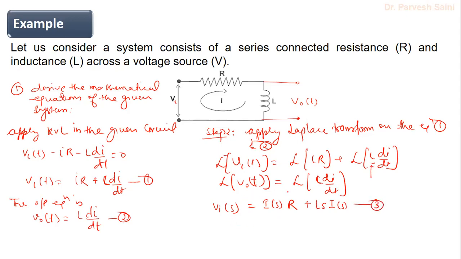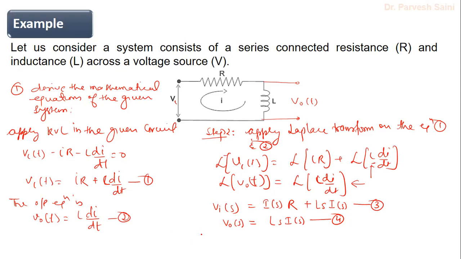And similarly, we can determine the Laplace transform of this particular equation, output equation, which is V naught S is equal to L S I S, right? So this is for equation number 4, right? Now, in this equation, we can see that this is a simple equation, right? So we don't have to rearrange this equation to find out the inputs and outputs, right? So this is the simple equation.